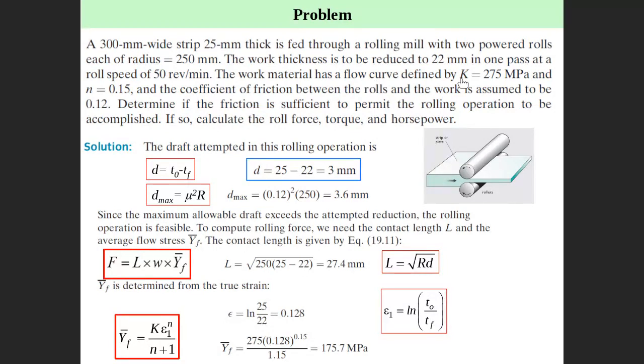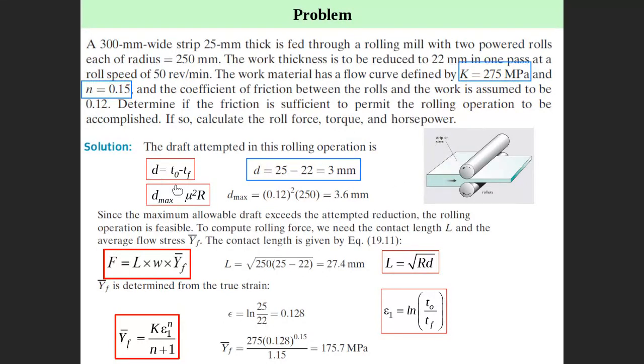Work material has a flow curve. K is given. This is the flow curve information. For the flow curve, K is given and N is given. And the coefficient of friction between the roll and work piece, this is mu, is 0.12. Determine if the friction here is sufficient to permit the rolling operation or not. And if okay, calculate the force, torque and horsepower. Right. So first the question, is it okay?